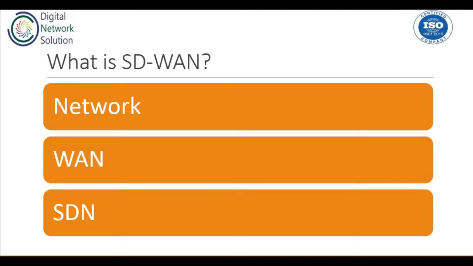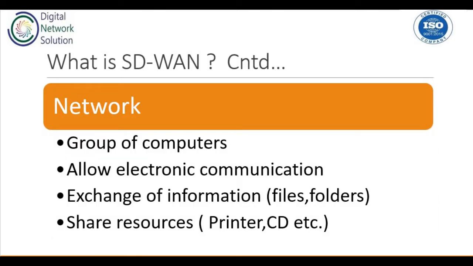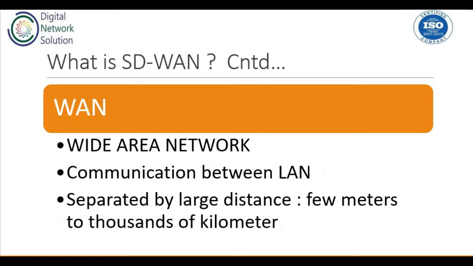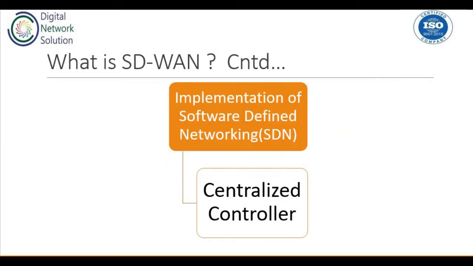Before we begin, let us familiarize with some of the terms such as what is network, what is WAN, and what is SD-WAN. Network simply is a collection of computers that communicate with each other by electronic medium in order to exchange information such as files, folders, audios, videos, etc. They can also share the limited physical resources in the environment such as printers, etc. WAN stands for Wide Area Network and it is used for the communication between the LANs. These LANs can be separated from a few meters to thousands of kilometers.